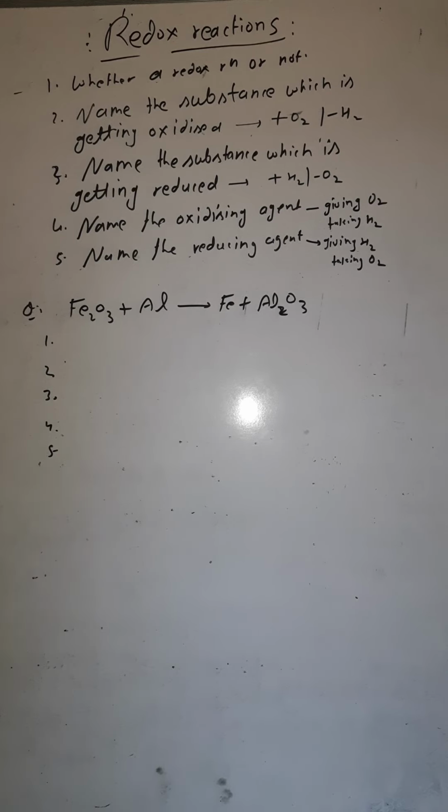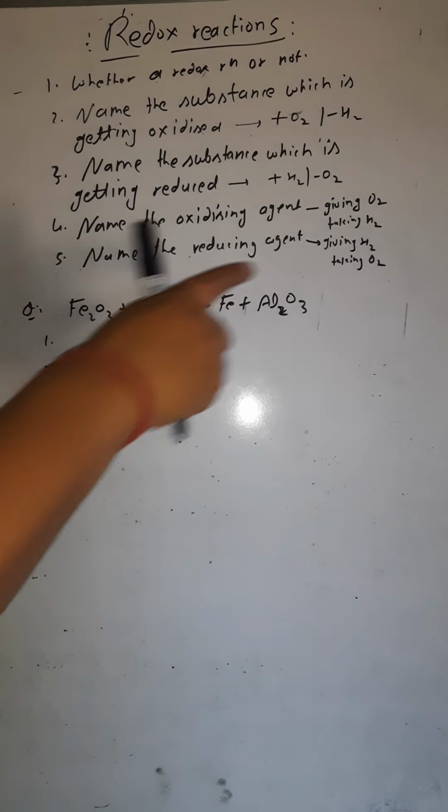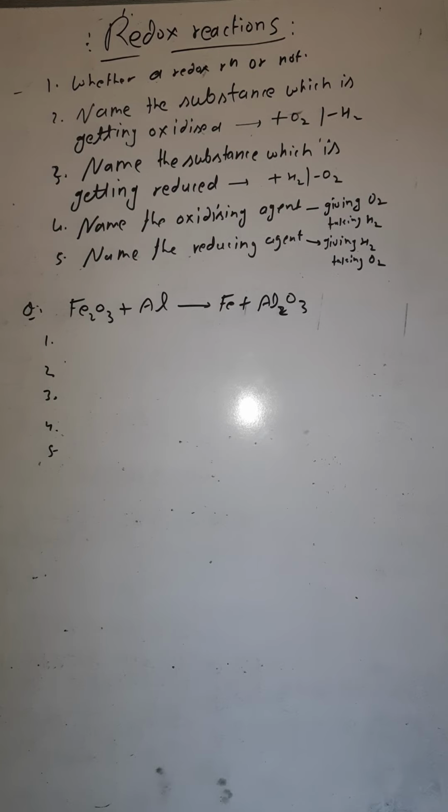These are the five questions which you have to write. These questions which I have already written, you have to write here again. So the first question is whether this is a redox reaction or not. You have to tell this first. Redox reaction means where oxidation and reduction are taking place simultaneously. So let's see whether reduction and oxidation are taking place simultaneously or not.